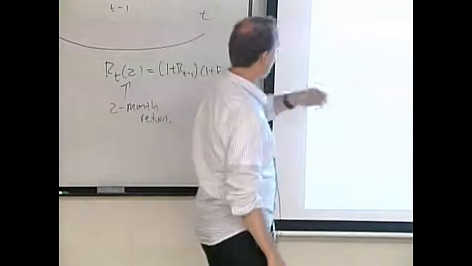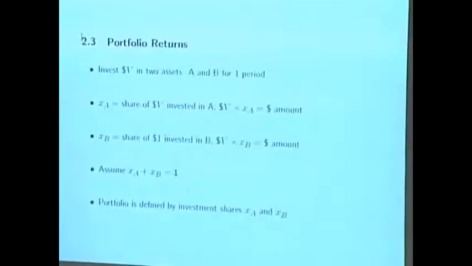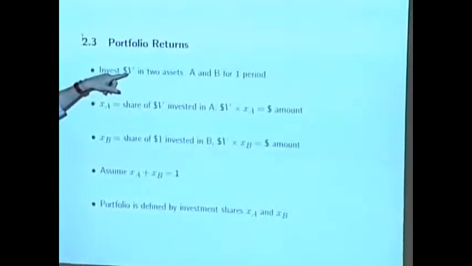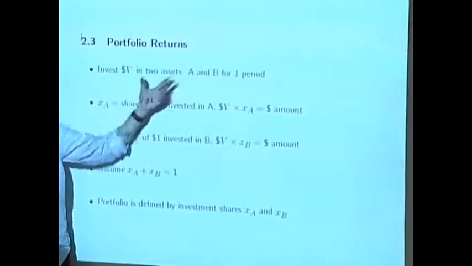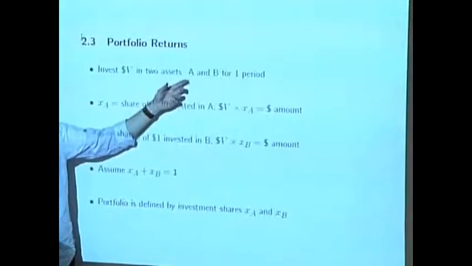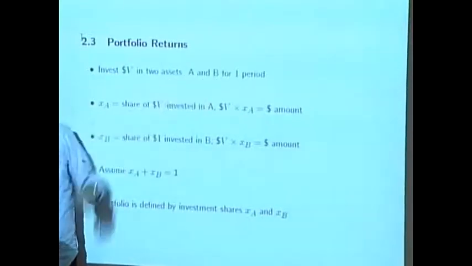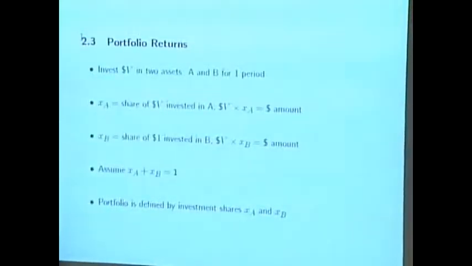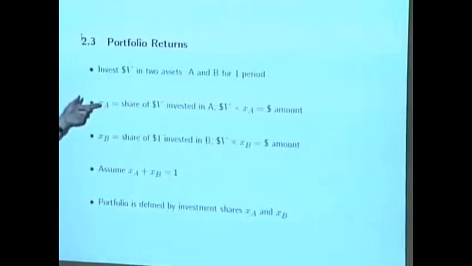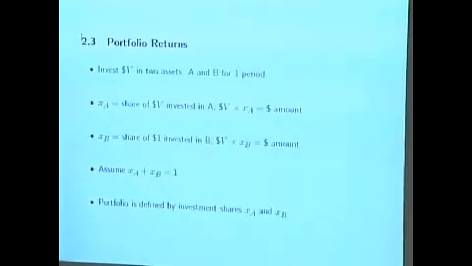So let's look at a case where we have a two-asset portfolio. So say we have V dollars to invest. So you have $1,000 to invest and two assets to invest in. And I like Northwest stock, so we can have Amazon and Boeing, A and B. And so we define a portfolio by how much of our wealth we invest in each of the securities.